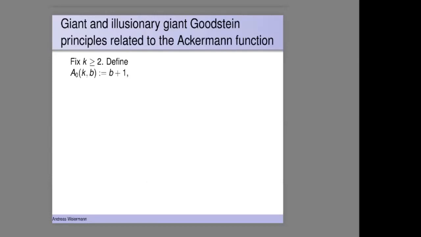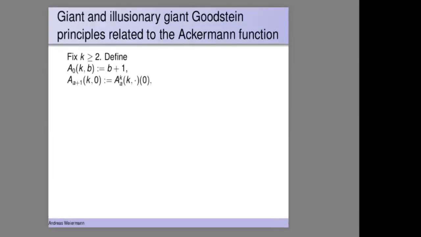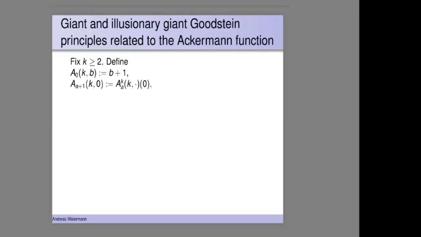Now define A_0(k, b). So it's an Ackermann function in three variables, and the number k is just a fixed iteration parameter. At ground level 0, the Ackermann function is just a successor function. Now I'm defining A index a plus 1, and I assume that the function A index a has already been defined.